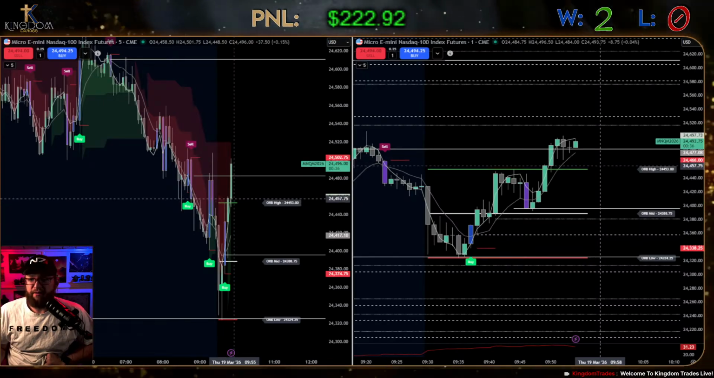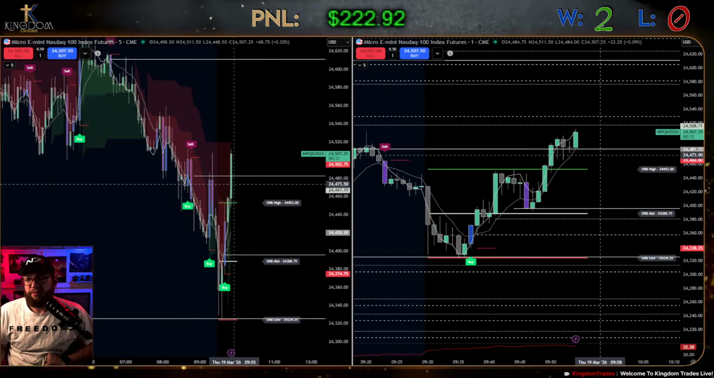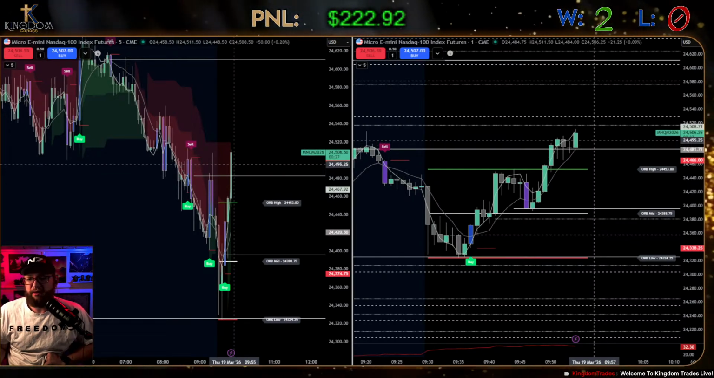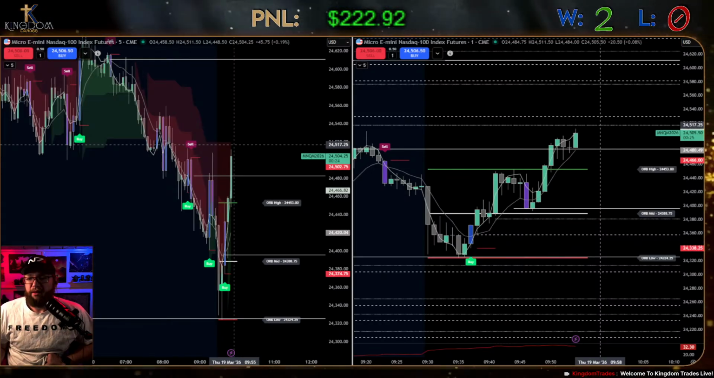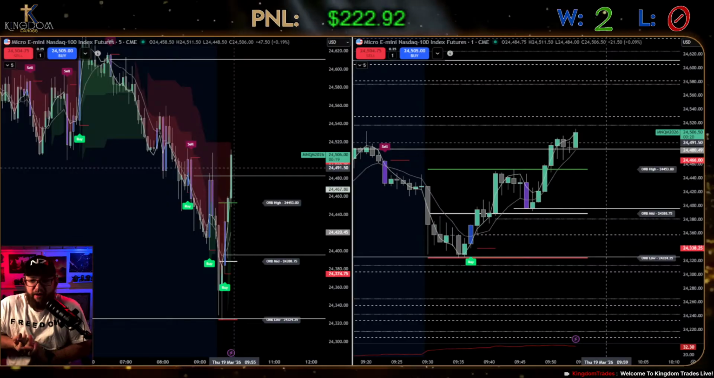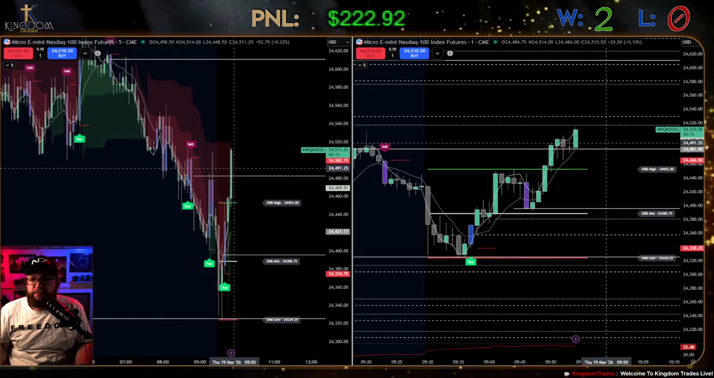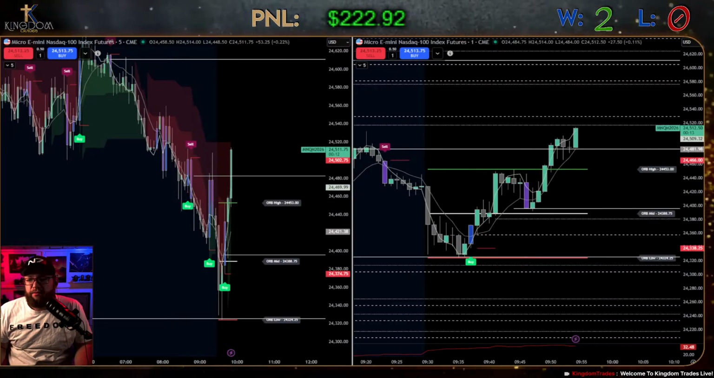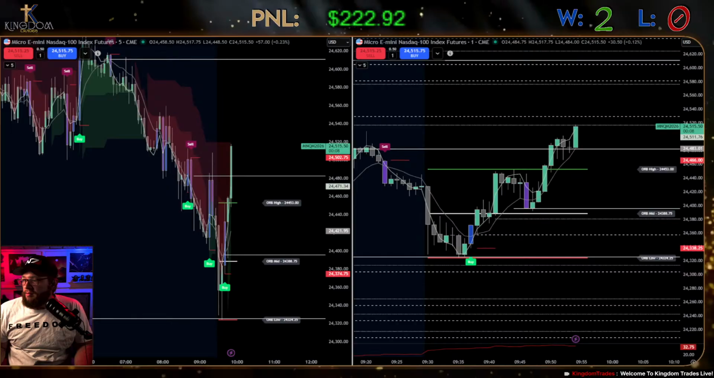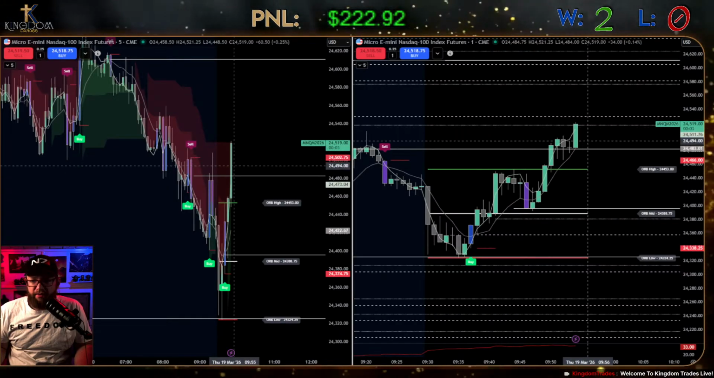About 30 seconds left on this 5-minute candle. Good push on it. Right up 25.07, 25.08. See what we can do with the stack level here. Hitting the stack level.